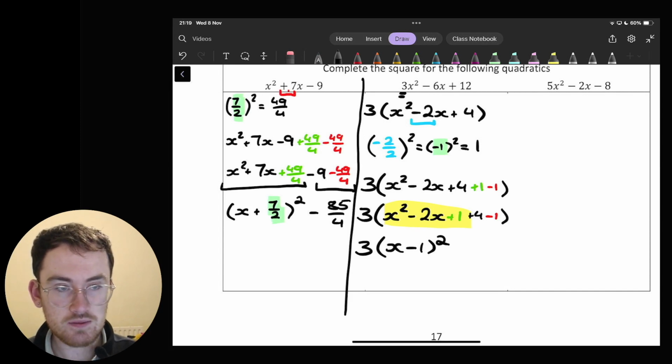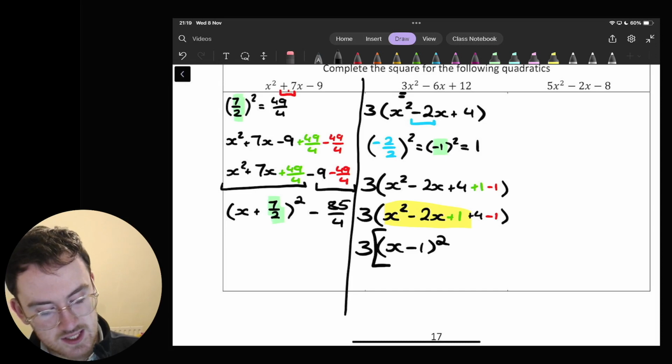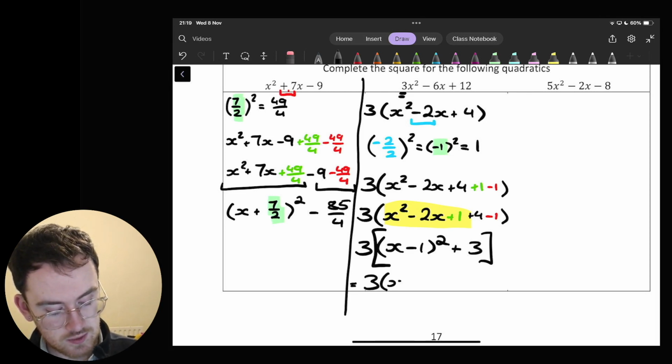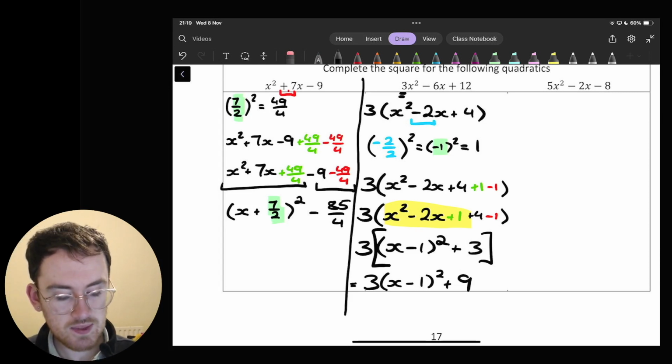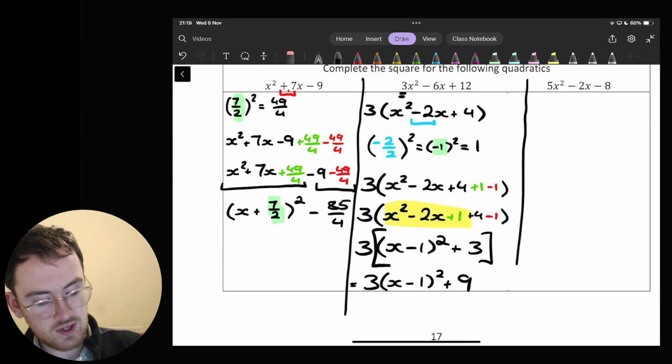I could quickly multiply that out if I wanted to double check my answer. And we're still inside our bracket here. Plus 4 minus 1 is plus 3. And last thing I need to do is distribute that 3 across. So 3 times my bracket gives me 3 on the outside, and 3 times the 3 gives me 9. Keeping that 3 on the outside until the very, very end when I'm completing my square there.